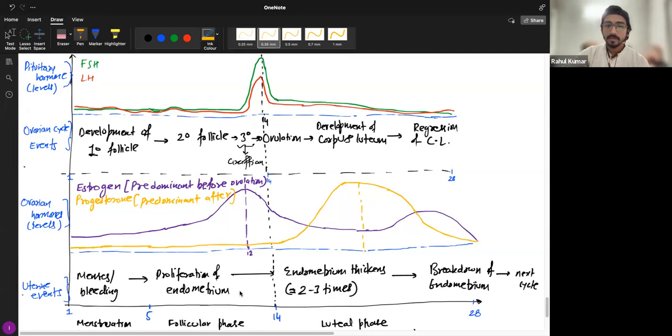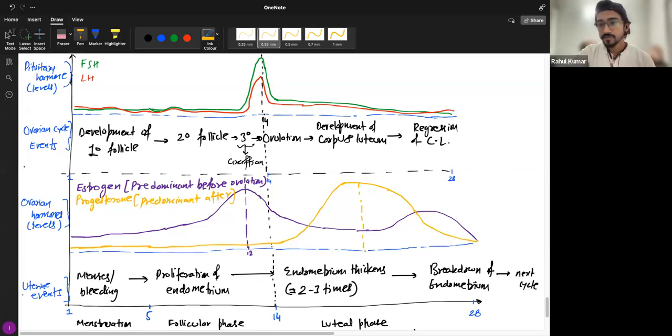Yes. So post ovulation, the endometrium starts to thicken. It becomes 2 to 3 times as thick as it was in the proliferative phase. Glands also develop and they start secreting things. This is what I was talking about, the uterine secretions. We will talk about it later on Wednesday. Then breakdown of endometrium begins as progesterone level starts to decrease, and then the next cycle begins, which is again day 1 of the menses.